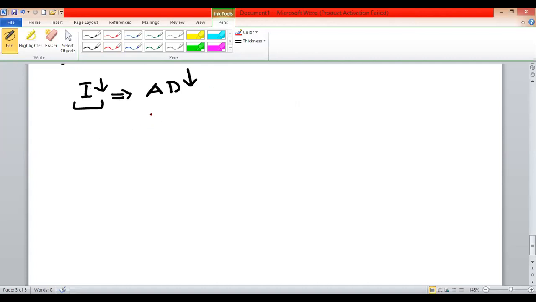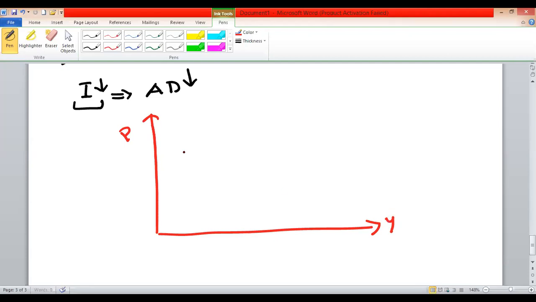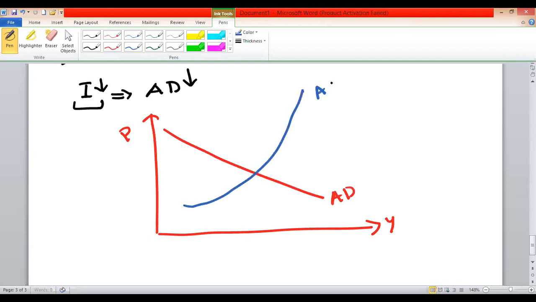So suppose that the economy was earlier in equilibrium. This is the price level. This is output. I'm using the aggregate demand and supply model to show this. This is aggregate demand and this is aggregate supply. Now, the economy was earlier in equilibrium at this point with P level of prices and Y bar equal to 510 billion, let's say.